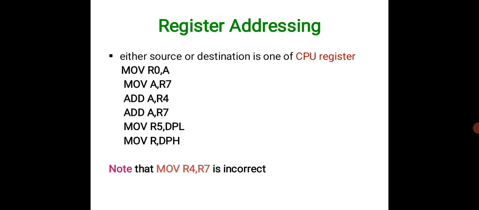Here we specify the operand, either the source or the destination, in one of the CPU registers. I have listed certain examples where you can see that the source or the destination represents registers. It can be the accumulator, the registers of a register bank, or DPH and DPL, which are from the data pointer. The other important note is that we cannot move data between registers in a register bank. For example, MOV R4, R7 is invalid, or incorrect.